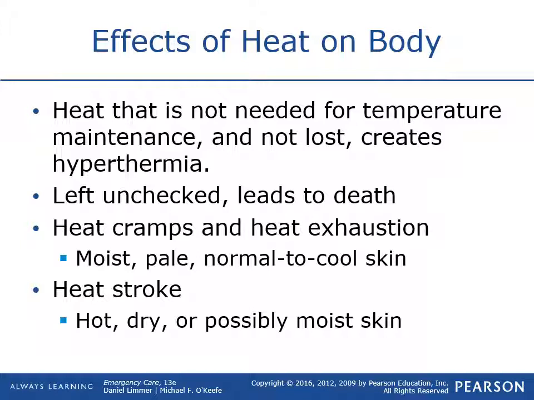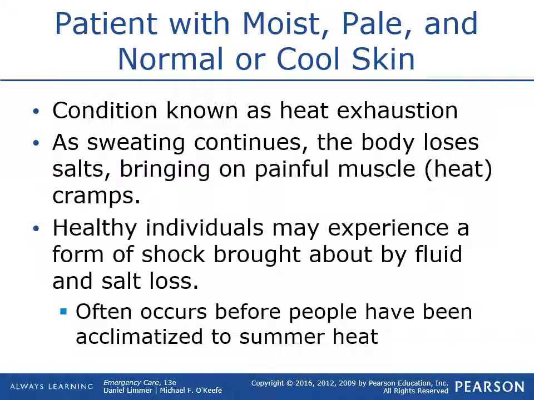With heat exhaustion, you have moist, pale, normal to cool skin. Heat stroke can have hot, dry, or maybe still moist skin. The big difference between heat stroke and heat exhaustion is that generally with heat stroke, there's a change in mental status. With heat exhaustion, they're still sweating, the body's starting to lose its salts, becoming dehydrated, with some maybe electrolyte imbalances, and bringing on painful muscle cramps. Even super healthy people can develop a form of shock brought about by fluid and salt loss.